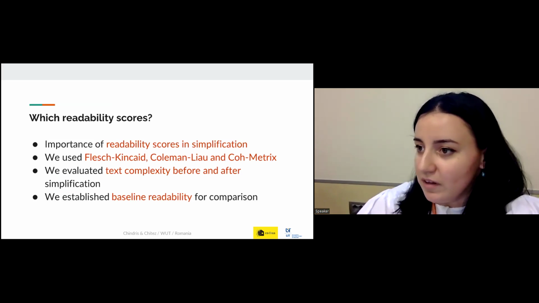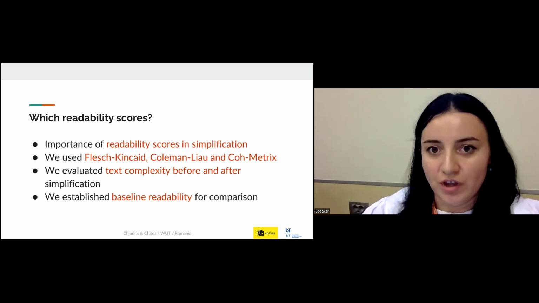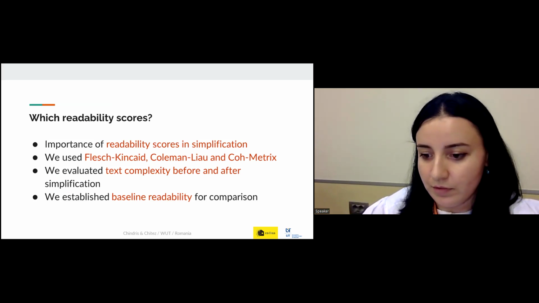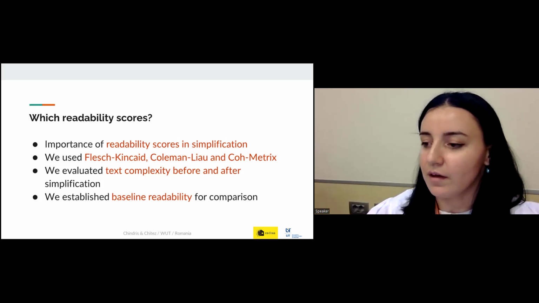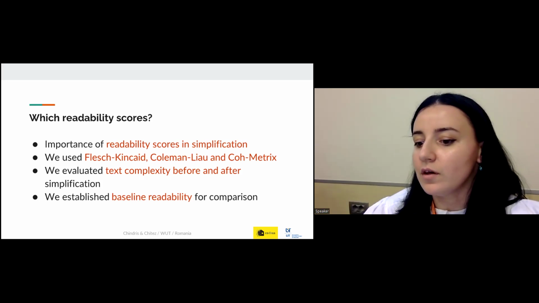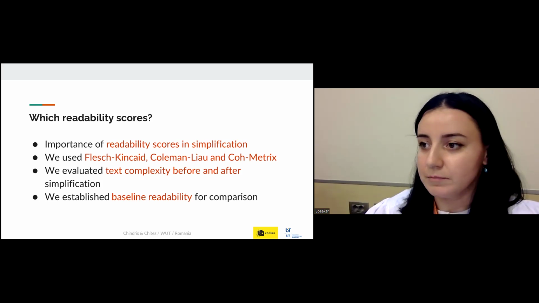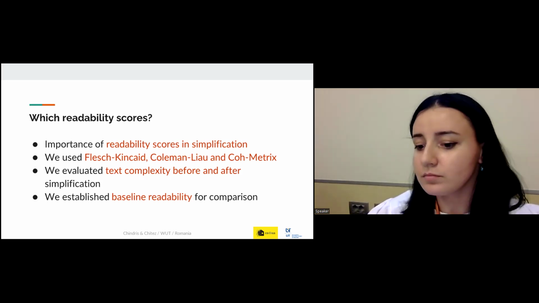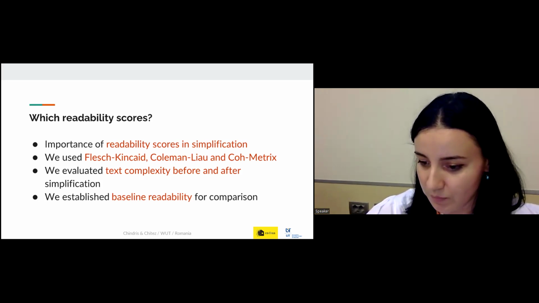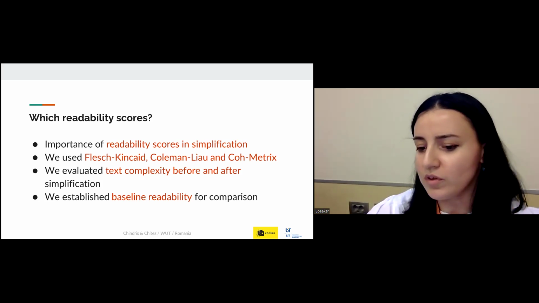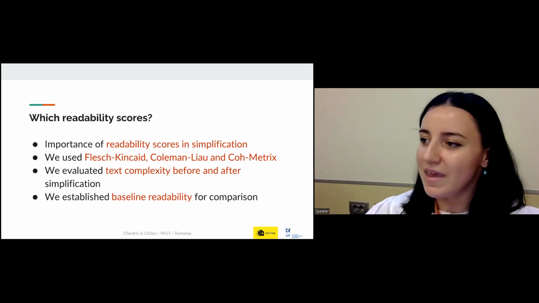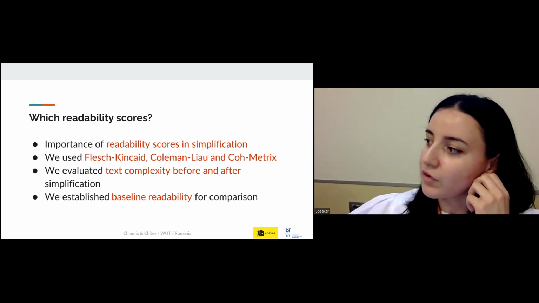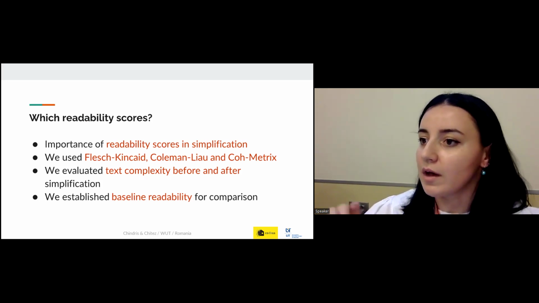As I said, readability formulas are very important when establishing the qualities of a text being understandable. And we used the Flesch-Kincaid grade level, the Coleman-Liau index, and Coh-Metrix. We evaluated text complexity before and after simplification, and it was very important to establish a baseline readability in order to have a proper comparison.